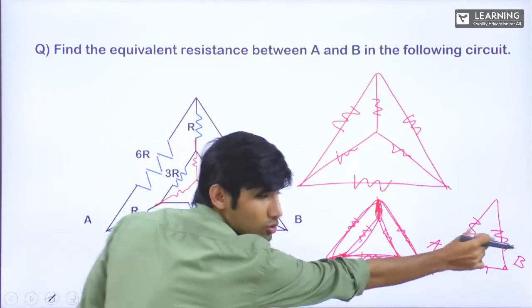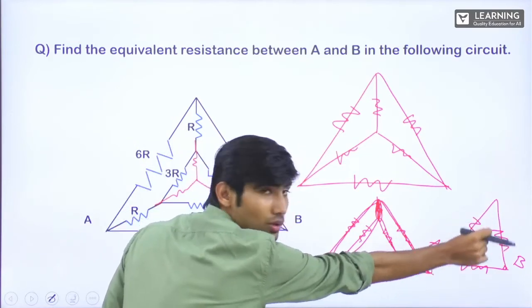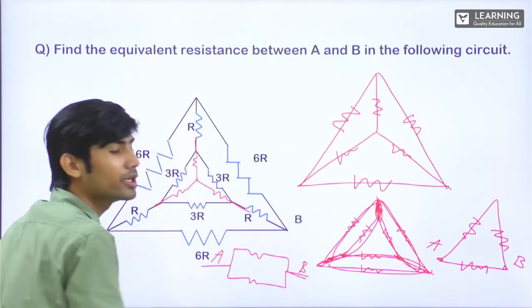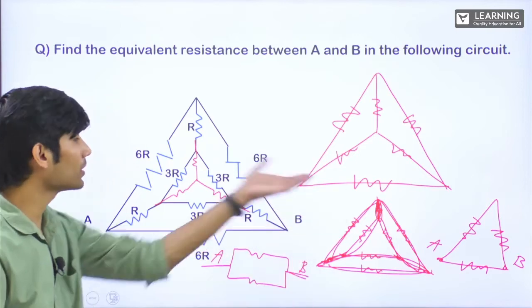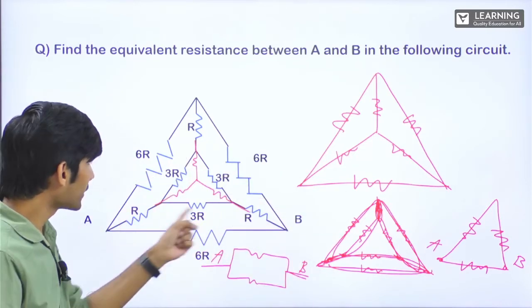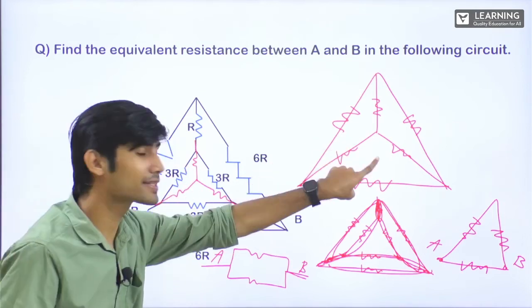So finally, these two, we'll get one because these two are in series. One resistance will be here, one resistance will be here. This is A point, this is B point. Finally, you'll get R equivalent. Got the point? So from here, what we are doing, we are converting this delta into star and then again star into delta.